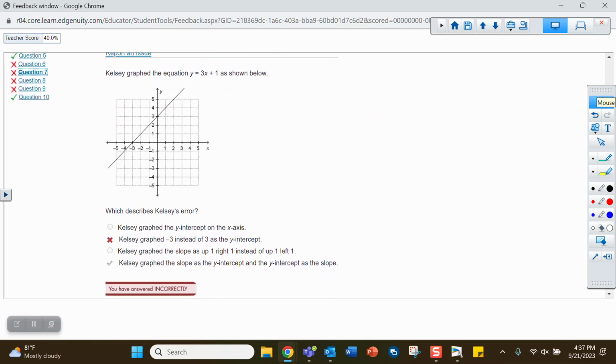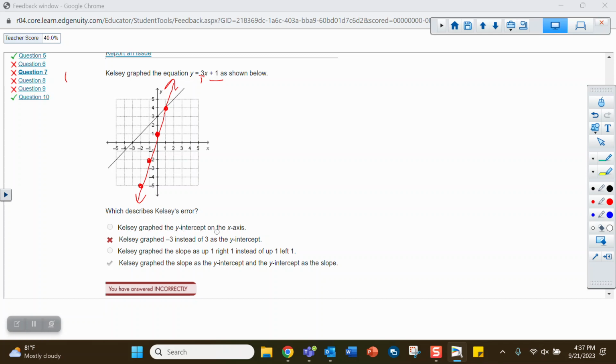Kelsey graphed y equals 3x plus 1. She flipped the slope and the y-intercept. I can tell by looking at it. Okay, so the positive 1 is the y-intercept. We should have started here. And the slope is 3 over 1. So we go up 3 over 1 in that direction. I run out of room, so I can go down 3 and left if I want to continue the graph this way. That's what it should look like.